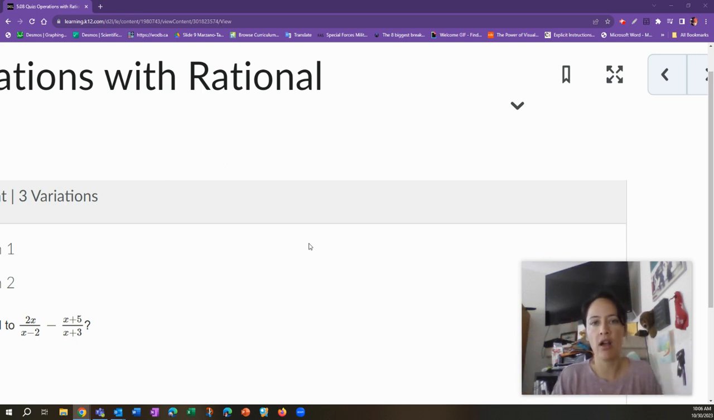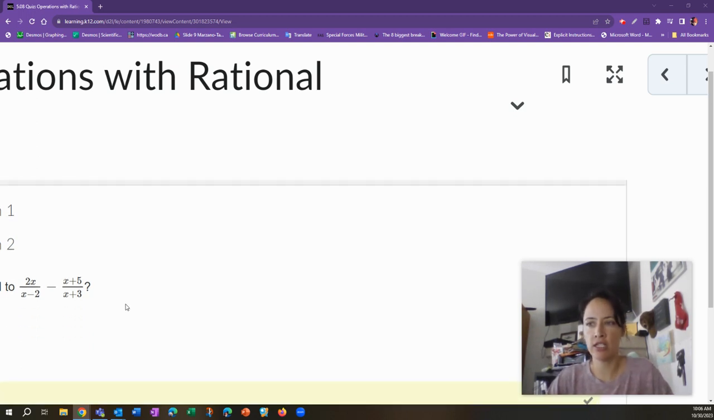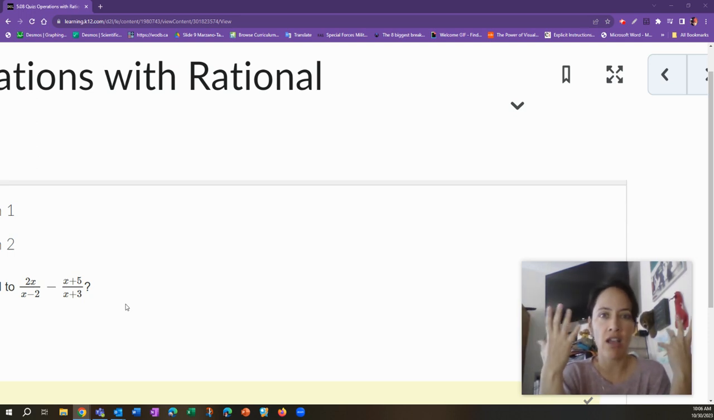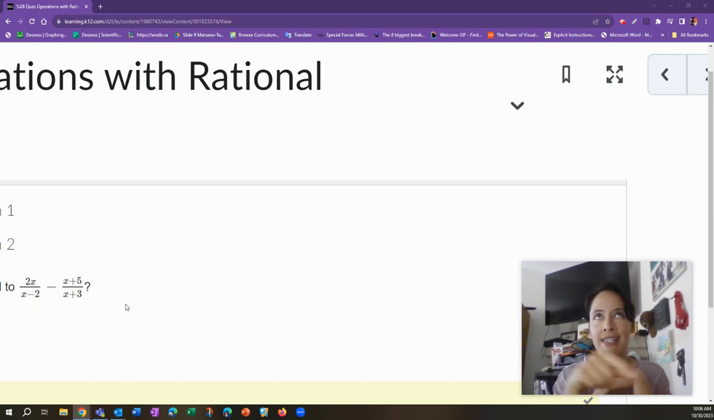Okay, so when we have regular fractions, if you remember, if we were to add or subtract, they had to have a common denominator, or LCD, the least common denominator, or the least common multiple of the denominators, the LCM of the denominators. Okay, so what does that mean?